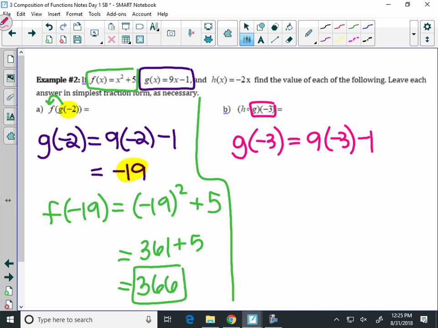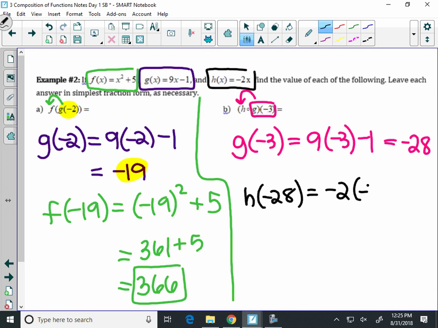What do you get as your answer for that? Negative 28. Okay, now where does that negative 28 go? What function do I now put it into? H. So I need to find h of negative 28. I'm going to use h that's up here. Negative 2 times negative 28 gives me what value? 56. And that is your final answer.